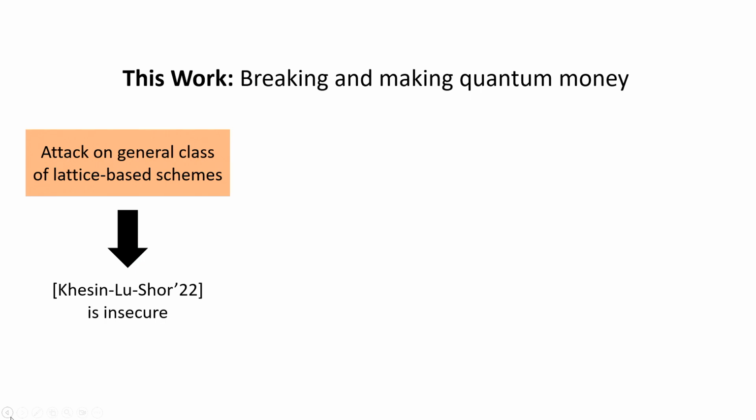The first result is an attack on a class of lattice-based schemes, which includes a recent candidate by Khesin, Lu, and Shor. Specifically, this attack means that their scheme is insecure.